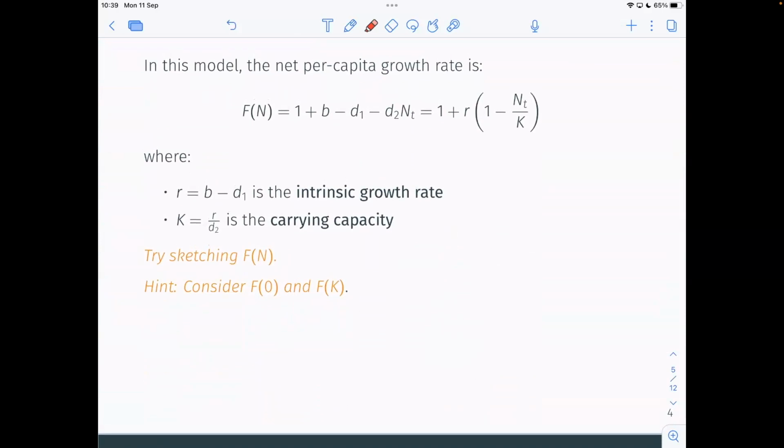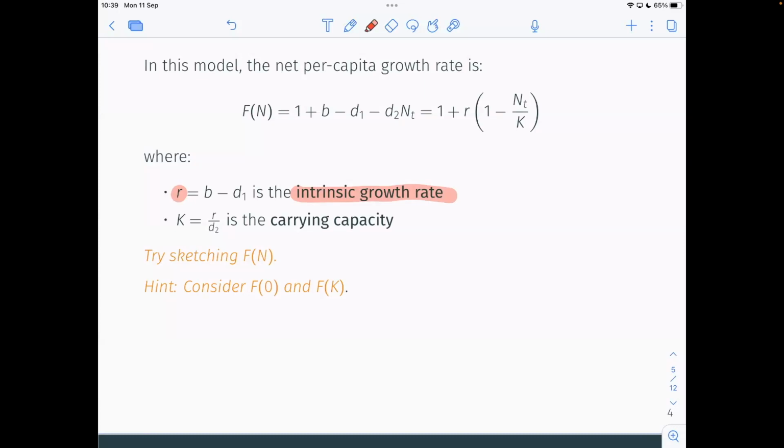Well, this R is equal to B minus D1, so the difference between births and density-independent deaths is known as our intrinsic growth rate. So this is basically saying if we ignore any density-dependent effects, any of those density-dependent deaths, what would the population grow at? It's also telling us when there's no one in the population, or the population is very, very small, approximately what is the growth rate of that population before density dependence starts to affect it. So that's why we call it an intrinsic growth rate.